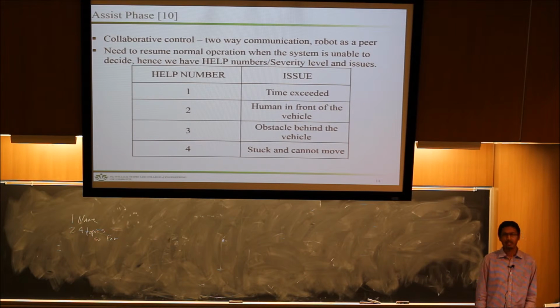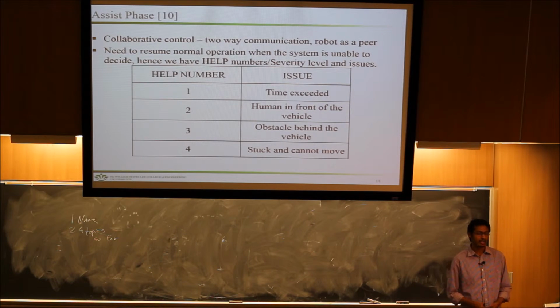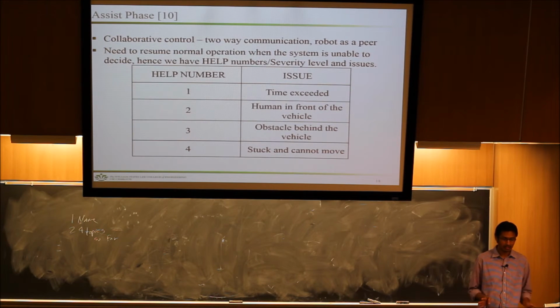The assistive phase is a representation of collaborative control, wherein we want the robot to not just walk around and do a pre-programmed operation, but to also communicate with the user. That's why we have a two-way communication module. And similar to log messages, we have different severity levels for different issues depending upon our application. For example, I give a constraint, and if the vehicle goes out of that constraint, I get a time exceeded help number. And sometimes if it's physically stuck and cannot move, then it has its own help number.